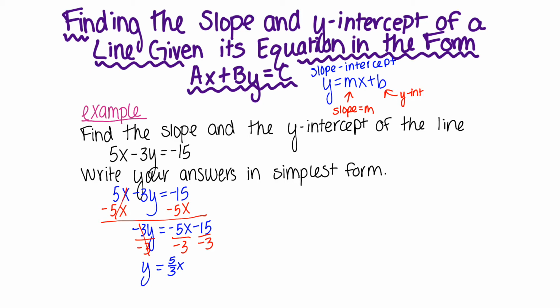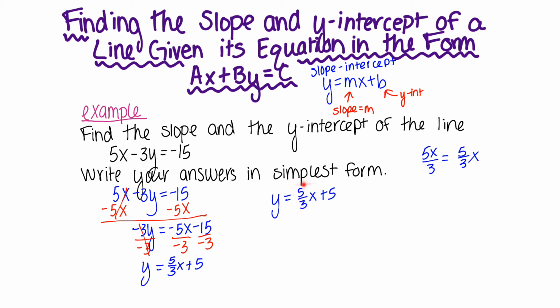Now, you might say to me, well, wouldn't that be 5x over 3? That's true. 5x over 3 is the same thing as 5/3 x, and it's easier to write it like this when we're talking about lines. Here, minus, and then you have a negative down here, so you would be subtracting a negative. That ends up turning to a plus sign. Plus. 15 divided by 3 is 5. So 5x minus 3y equals negative 15 is the same as y equals 5/3 x plus 5.